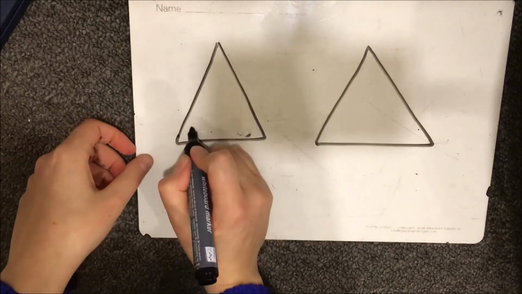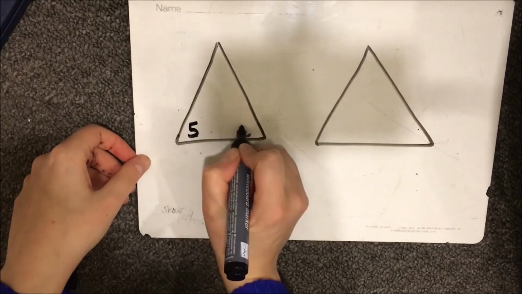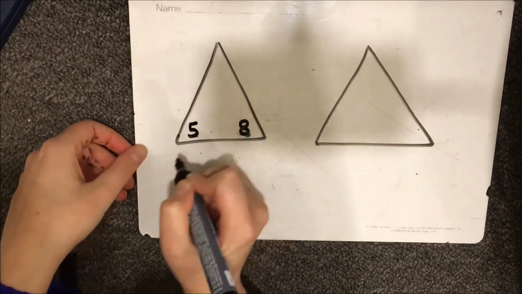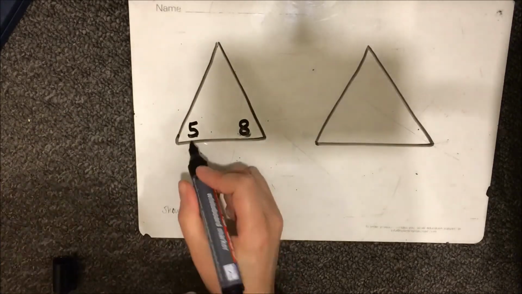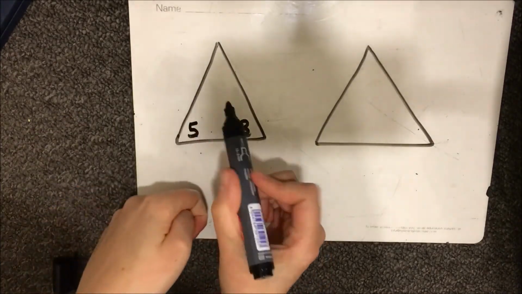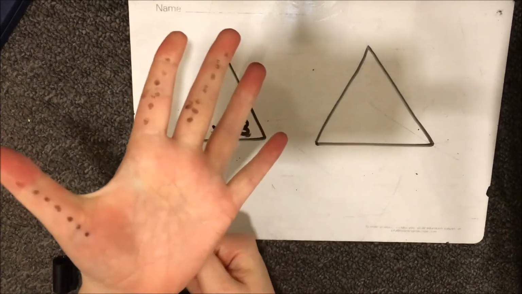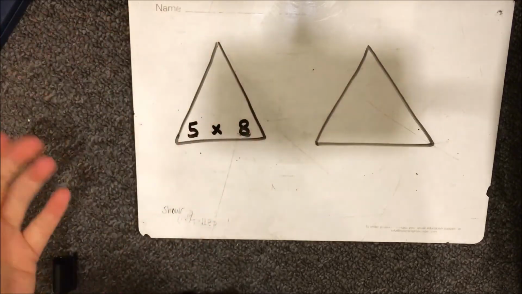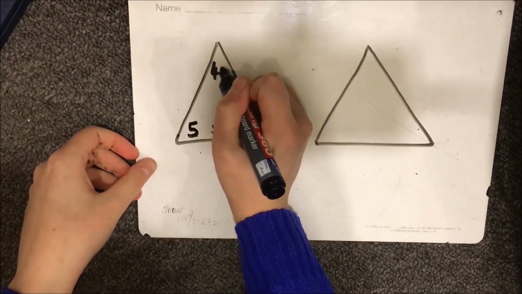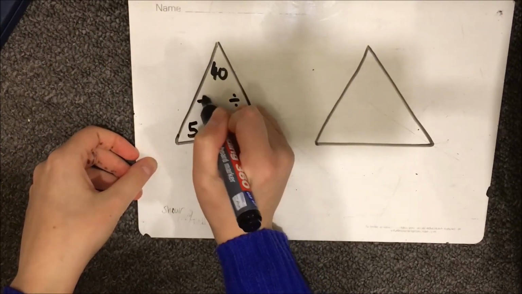let's try 5 and 8. So 5 times 8. Okay, we could do 5 times 8. What's going to be at the top? Let's count in 8s, 5 fingers. 8, 16, 24, 32, 40. So they're my numbers on my triangle.